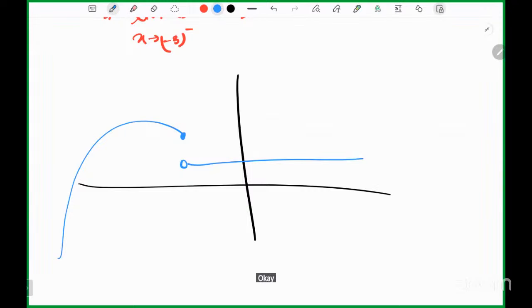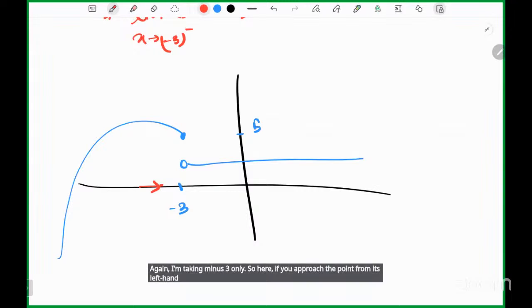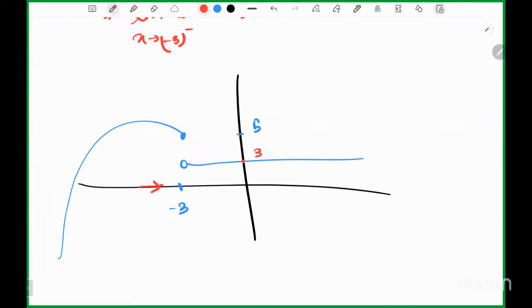Okay, so suppose this is the graph of a function and this is the value 5. Again, I'm taking -3 only. So here, if you approach the point from its left hand side, what do you think the value of the function is getting closer and closer to? 5, right? 5.